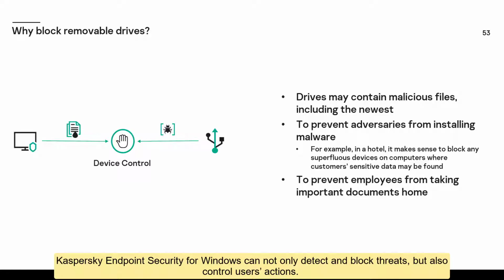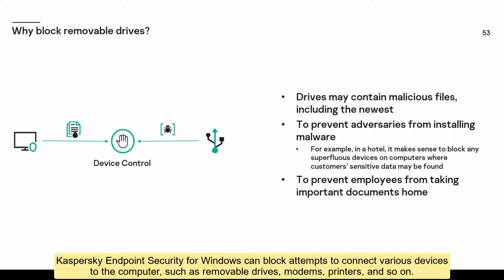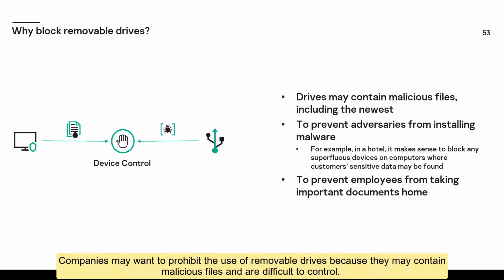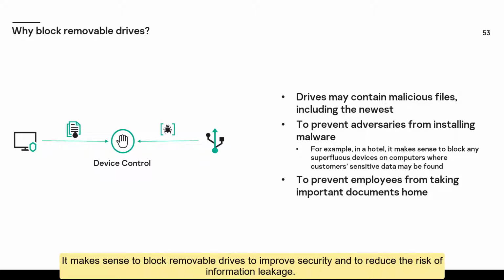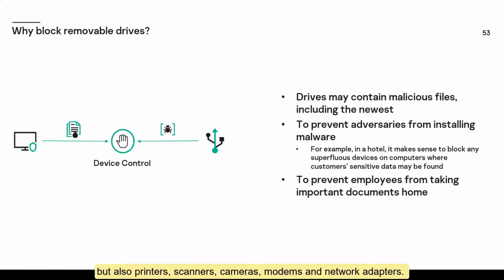Kaspersky Endpoint Security for Windows can not only detect and block threats, but also control users' actions. Kaspersky Endpoint Security for Windows can block attempts to connect various devices to the computer, such as removable drives, modems, printers, and so on. Companies may want to prohibit the use of removable drives because they may contain malicious files and are difficult to control. It makes sense to block removable drives to improve security and to reduce the risk of information leakage. Sometimes, management protects the company from possible leaks by prohibiting not only external drives, but also printers, scanners, cameras, modems, and network adapters. Device control allows you to implement and administer such prohibitions.